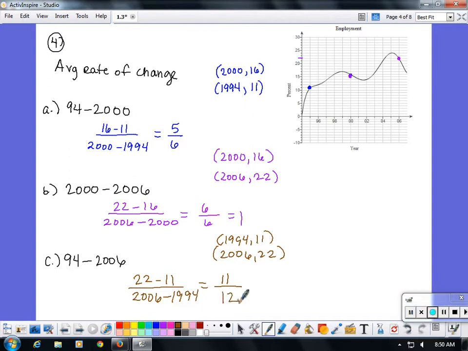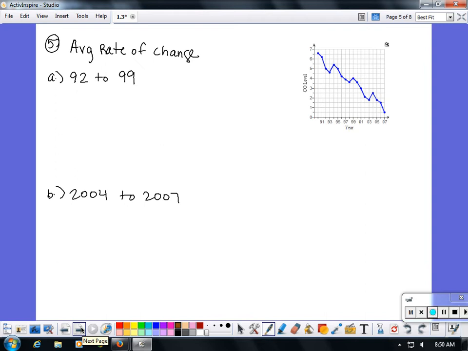12. These graphs are a little hard to read. I would blow them up real big. All right, 5. Average rate from 99 to 92.